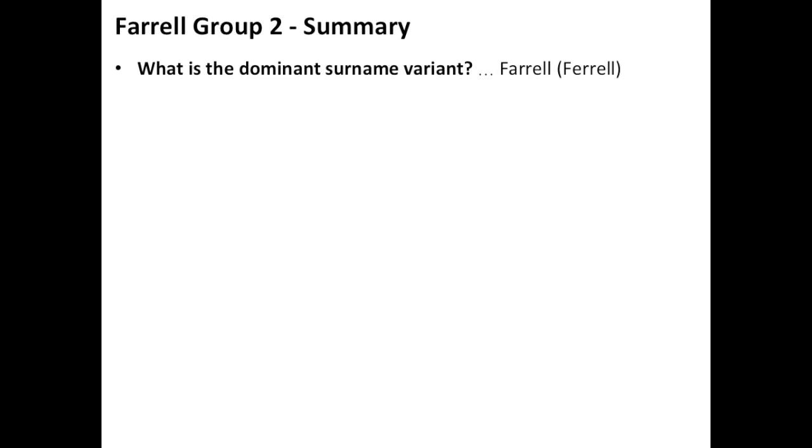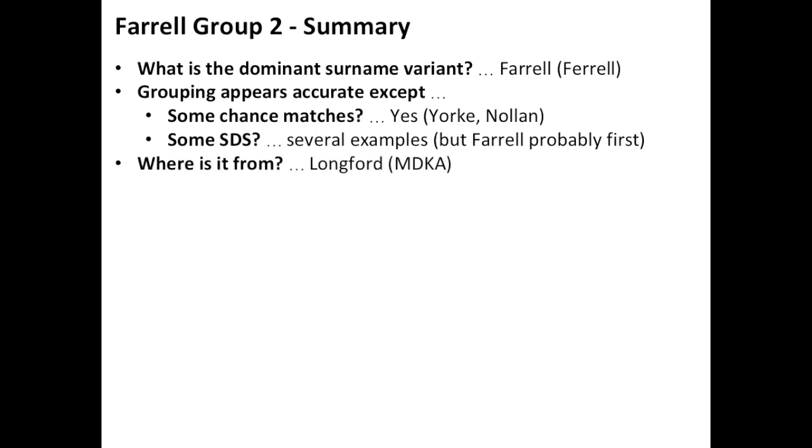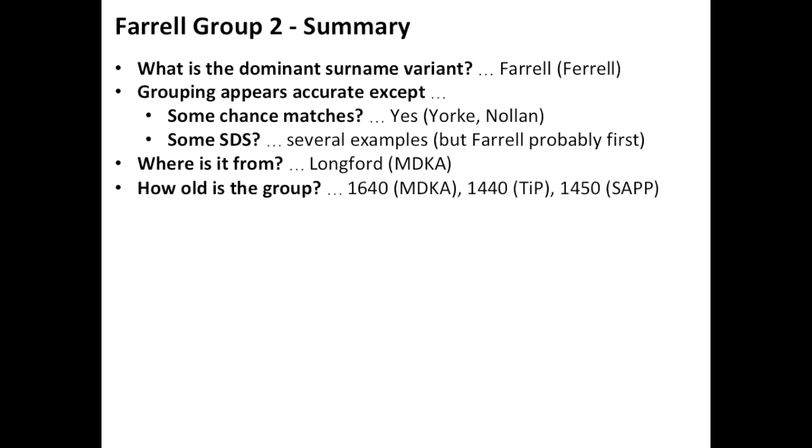So the Farrell group 2 summary: the dominant surname variant is Farrell. The grouping appears accurate, except we are getting chance matches to York and Nolan. There are several examples of surname or DNA switches where the Farrell Y DNA has become associated with a different surname. They are from Longford, according to the most distant known ancestor information. The group goes back to maybe the 1400s.